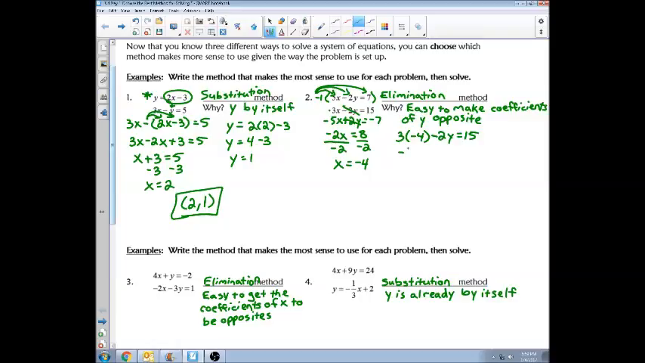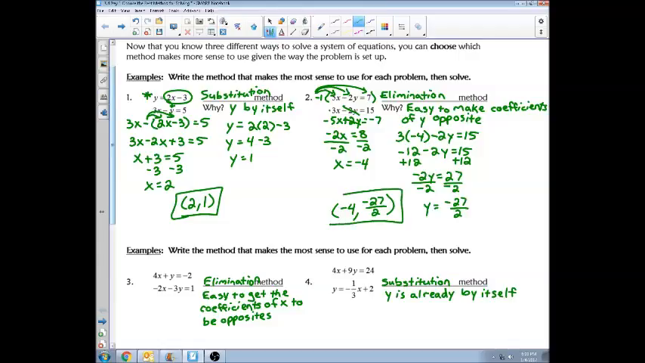3 times negative 4 is negative 12, minus 2y equals 15. Add 12 to both sides. Negative 2y equals 27. Go ahead and divide by negative 2. So y equals negative 27 over 2. Again, I need to write my answers as an ordered pair. So negative 4, negative 27 over 2, and I am done.